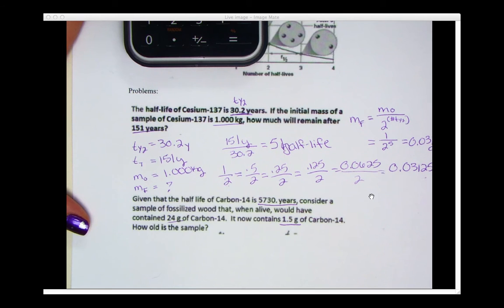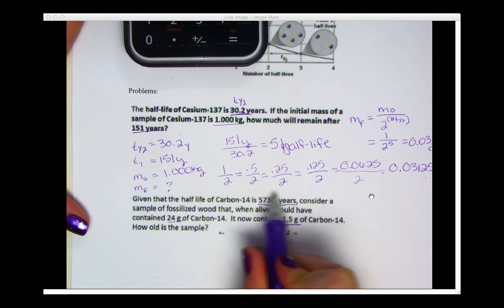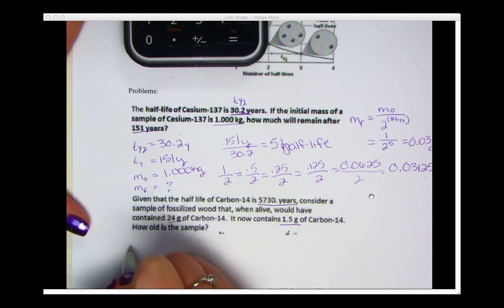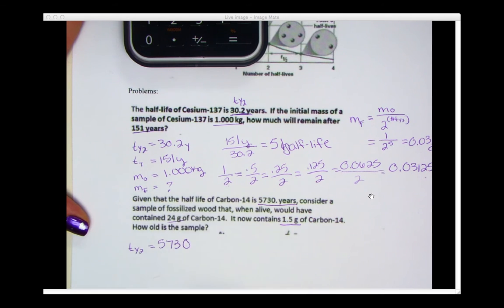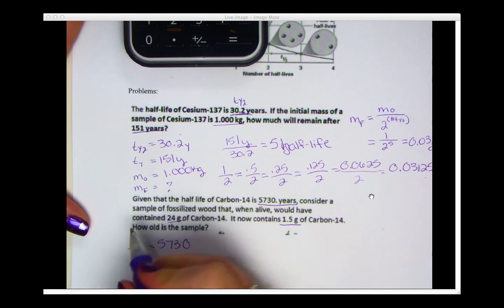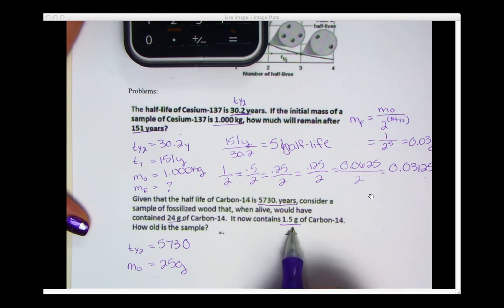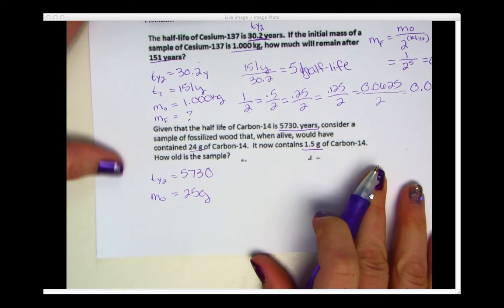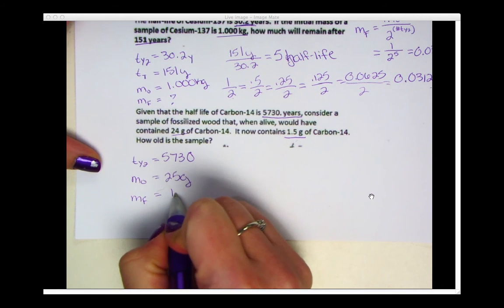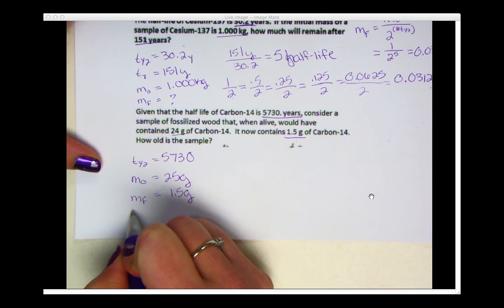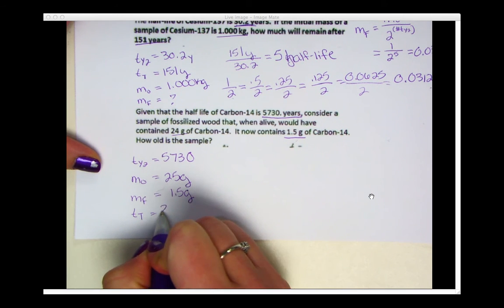So again, I'm going to list my variables. This is our half-life of carbon-14. This is how much mass the wood had to start off with, so that would be our original mass. This is how much mass we have after the amount of time, so our final mass would have been 1.5 grams. And it is asking us to solve for our total time.